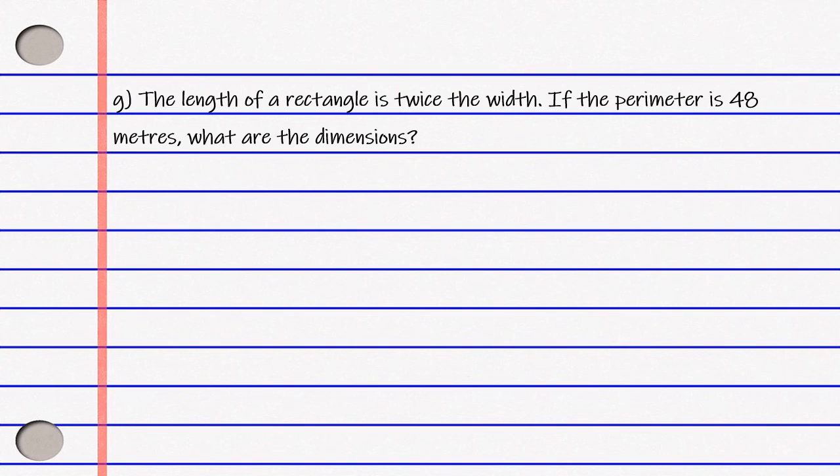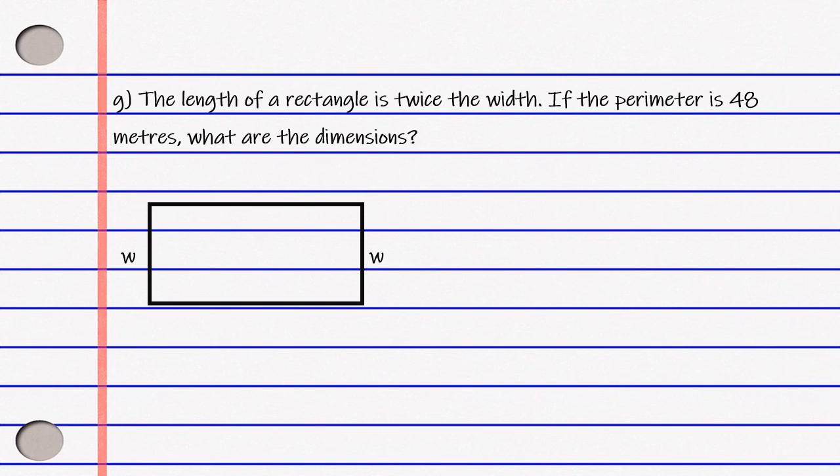Okay. And the very last one, the length of a right triangle is twice its width. If the perimeter is 48 meters, what are the dimensions? So let's draw the triangle. Okay. So there's the width of the triangle. We know the length is double the width.